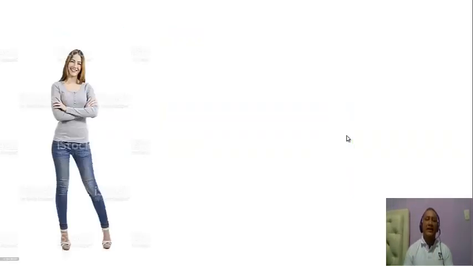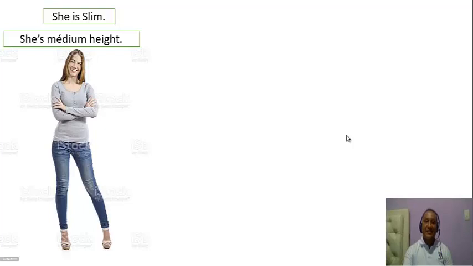Now here we have a young lady. Let's start with the verb be to describe what she is like physically. We can say that she is slim. She's medium height. Remember to listen and repeat to practice pronunciation. She's medium height. She's pretty. It's a very general adjective.